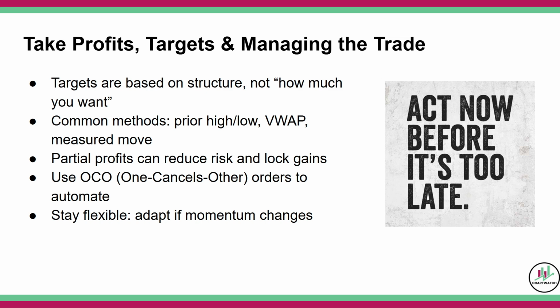Now, in many cases, traders use OCO orders, which is one cancels other, and these link your target and stop so that when one gets hit, the other is automatically canceled. This makes execution cleaner and prevents accidental double fills.